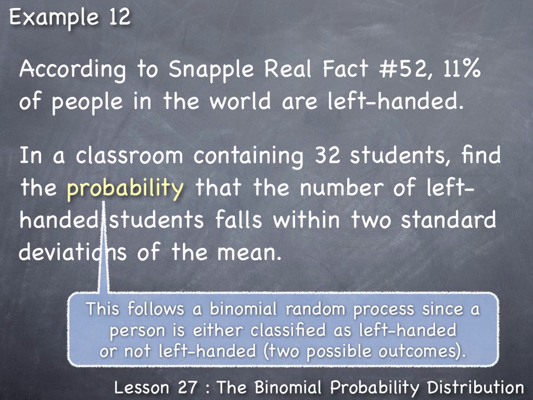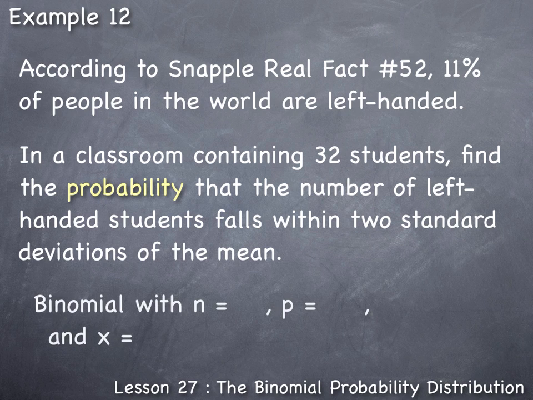Since this follows a binomial random process, because a person is either classified as left-handed or not left-handed, 2 possible outcomes, we can use the binomial probability distribution to find this probability. In order to do that, we need to know the values of the 3 variables, the n, the p, and the x. Now, n represents the total number. So since we have a classroom containing 32 students, n would equal 32. And p would represent the probability that a student is left-handed. And since 11% of the people in the world are left-handed, p would equal 0.11.